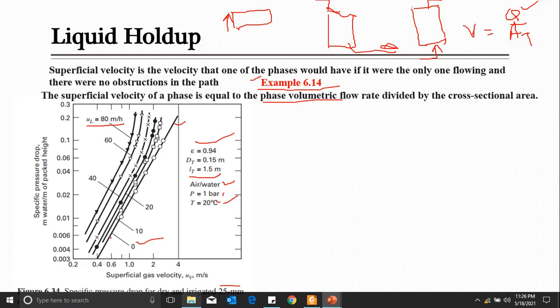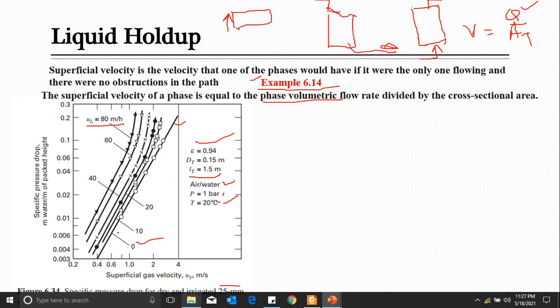This is dry packing, where there is only packing and only gas is passing through. Then you start introducing the liquid. When you introduce the liquid inside the column and keep increasing its flow rate, its velocity will vary, because the area is fixed, as you have seen that the diameter is given. The numbers 10, 20, 40, 60 and 80 show that the liquid velocity is increasing inside this column.